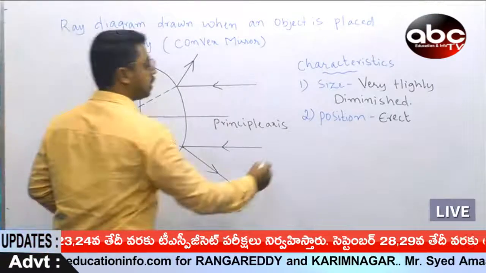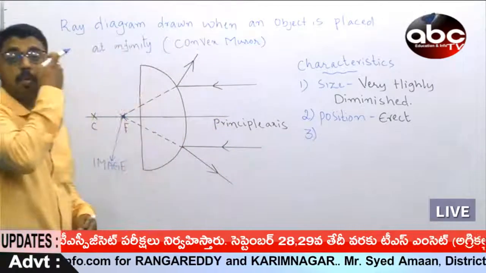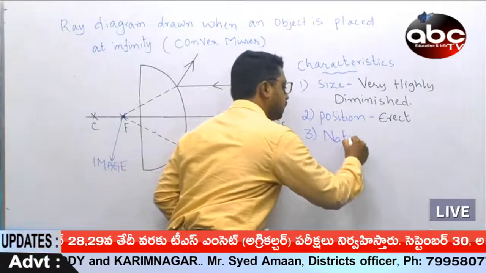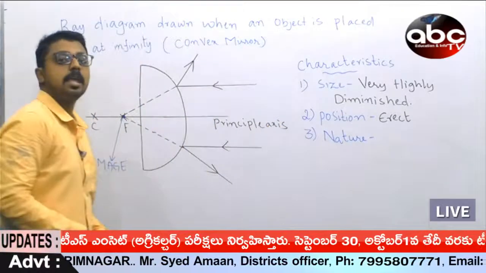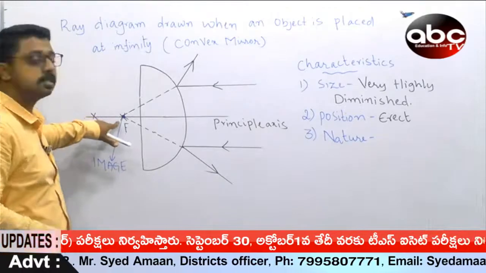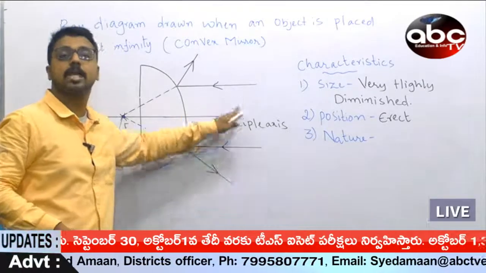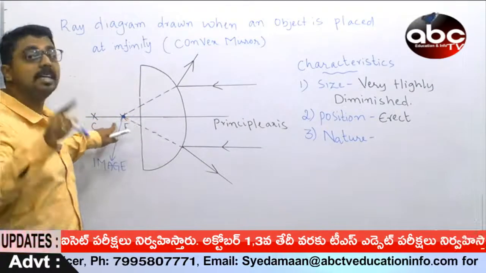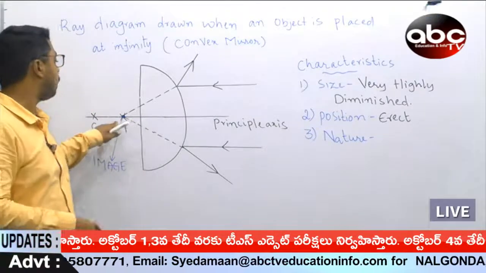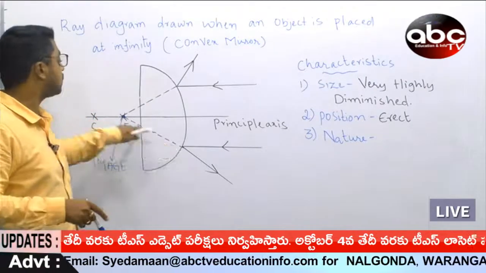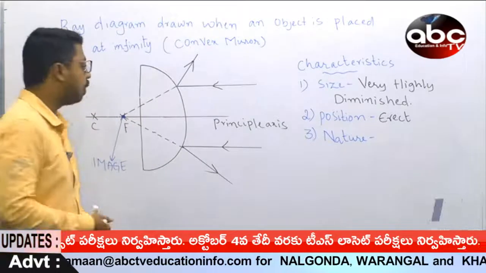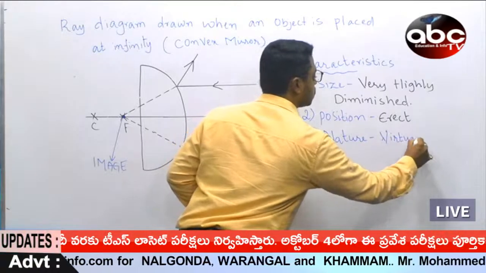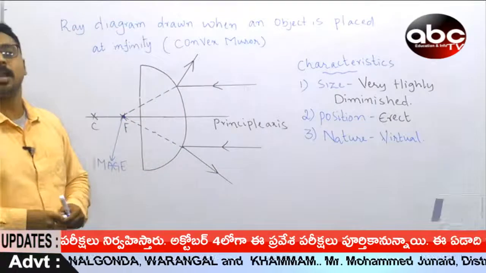Whereas coming to the third, you remember the third. What is the third? It is about the nature. Listen, my dear friends, this is a very interesting topic. Nature is nothing but this: it is not formed on the active side. It is formed behind the mirror, and of course it is not formed by the intersection of reflected rays. It is formed by the intersection of elongated or extended rays. Therefore, the image formed here is a virtual image.